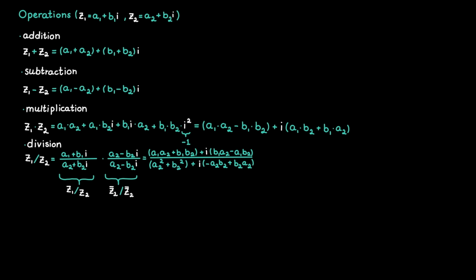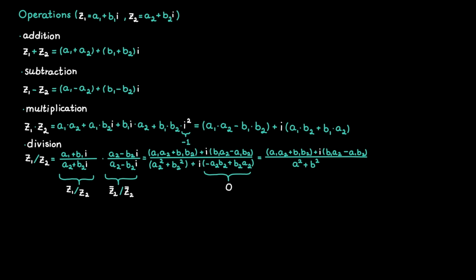And now you can see why we did this. Here you can see that in the denominator, all the imaginary terms take out each other. So the only thing we're going to end up with in the denominator is a real number. So if we just clean it up a bit and simplify it, we get the following expression for division.